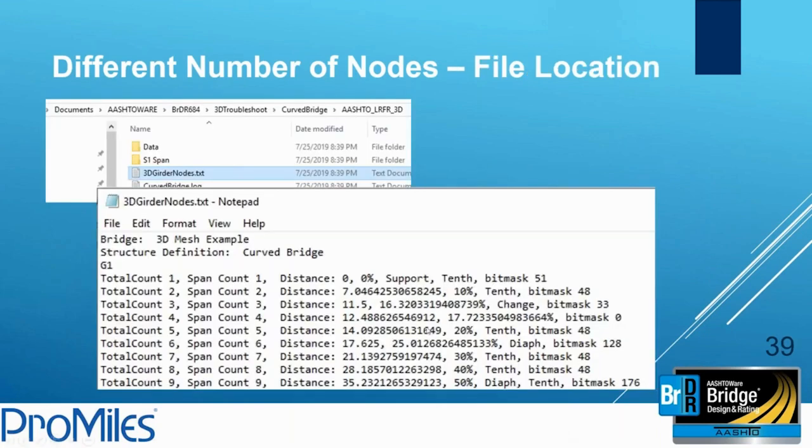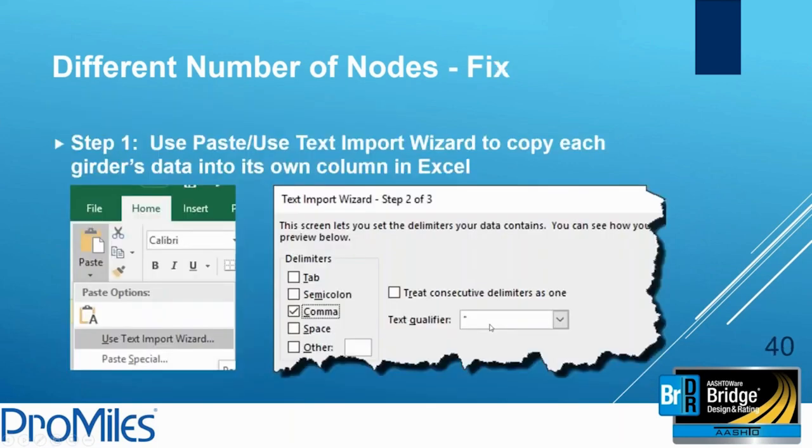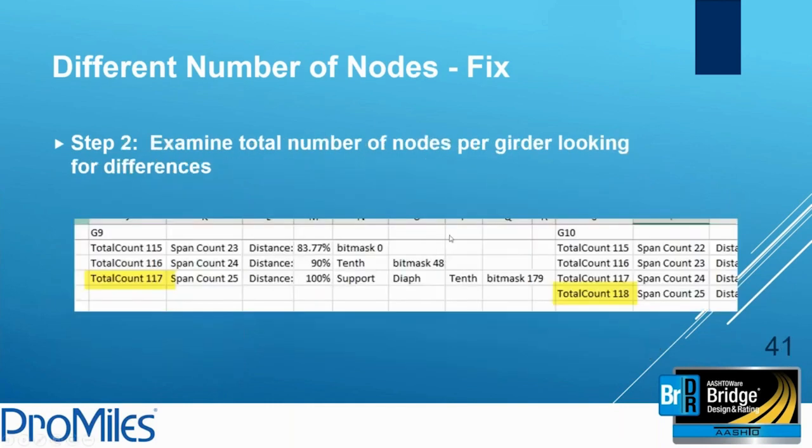So this is a sample of the file that gets generated, and above here it gives you the relative file location where the file gets generated. What you can do is import this file into a spreadsheet. It's a comma separated file, a CSV file, so you can easily import it into a spreadsheet. And here is an example of a scenario where G9 has 117 nodes and G10 has 118 nodes.